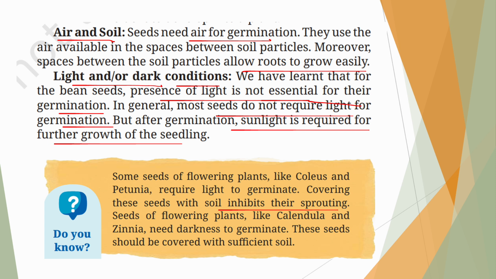Seeds of flowering plants like calendula and zinnia need darkness to germinate. These seeds should be covered with a sufficient soil. So, some plants need light to germinate, but some plants need darkness to germinate. Coleus and petunia require light to germinate, but calendula and zinnia need darkness. So, these seeds should be covered with sufficient soil.